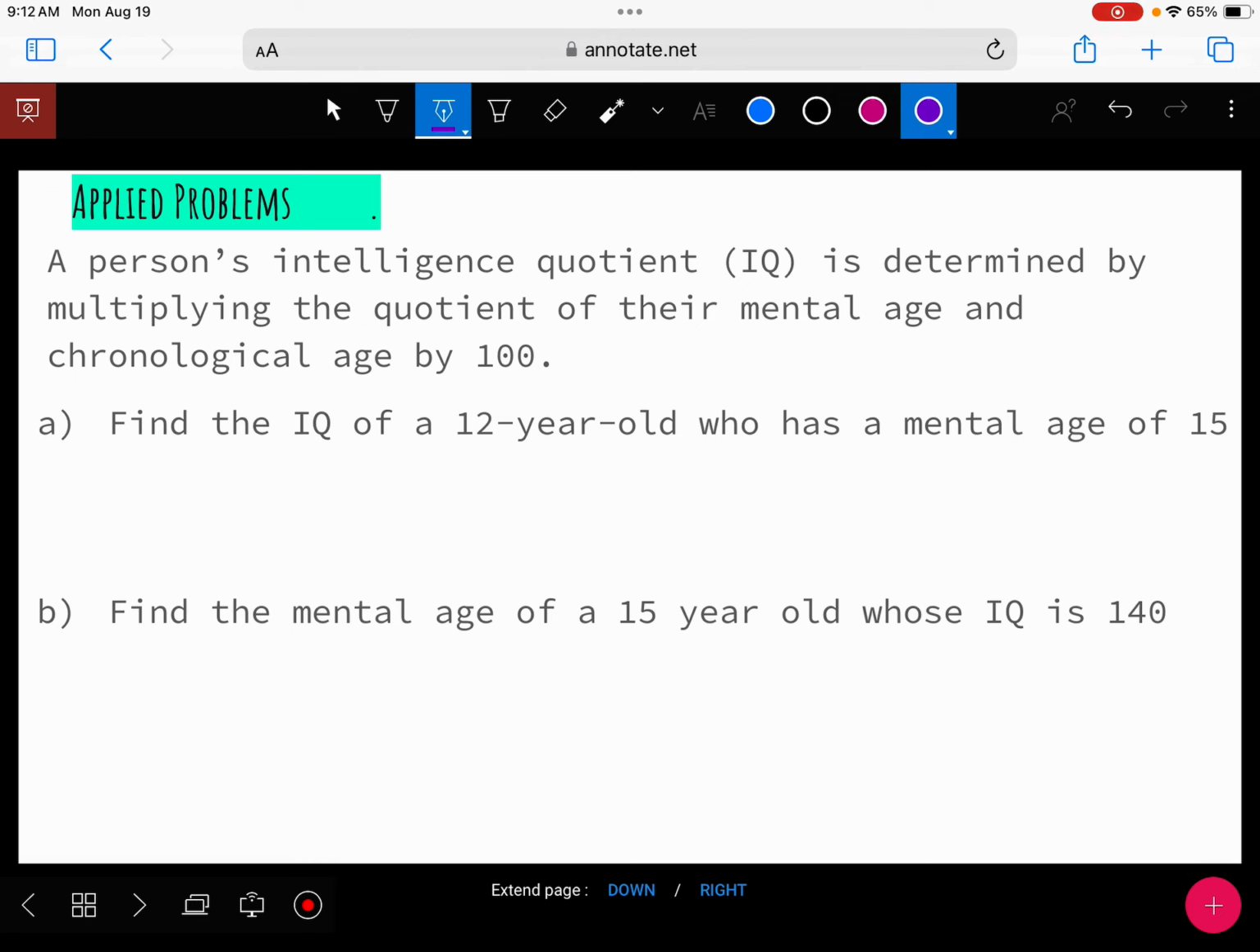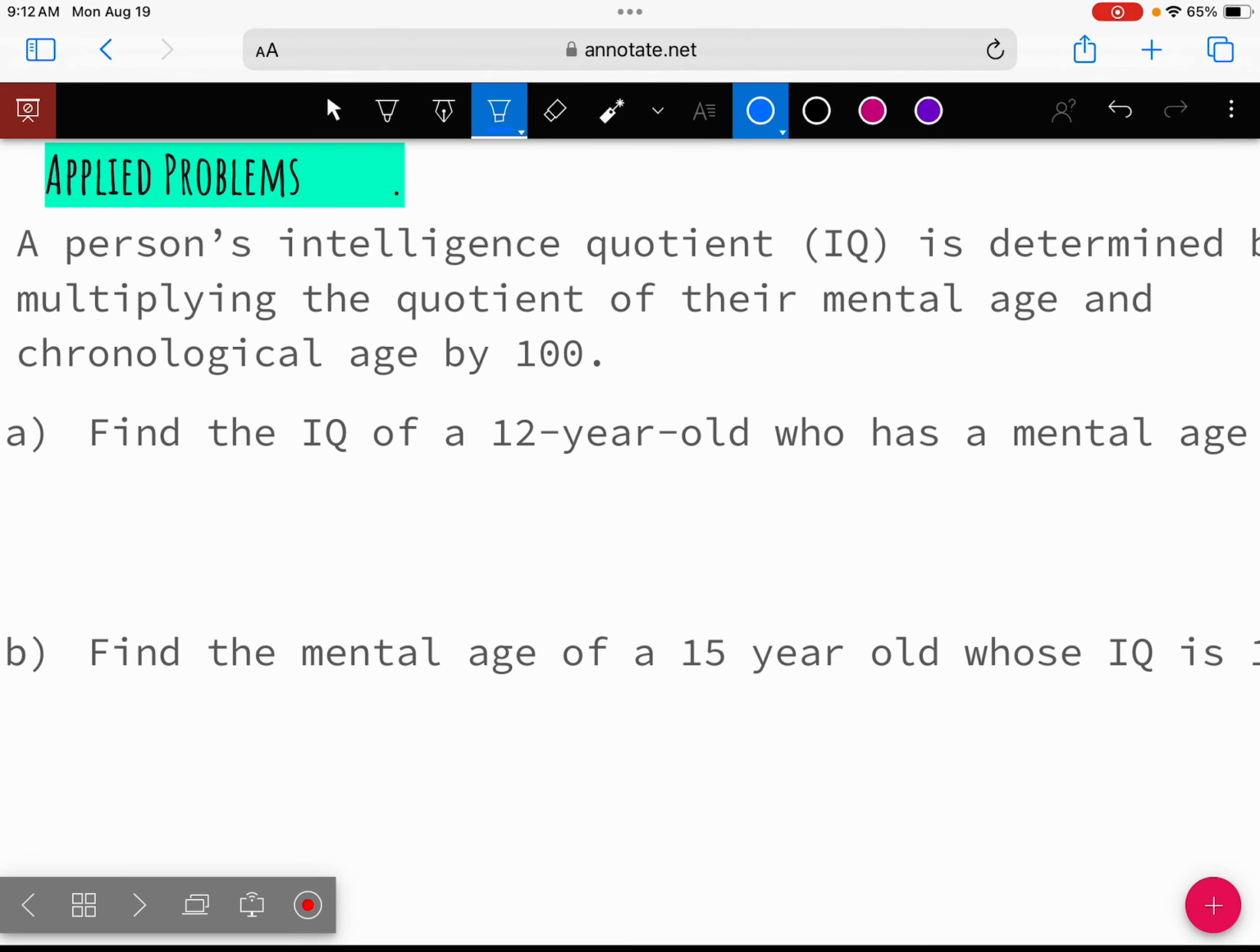So, before I do anything with situations A and B, I want to get that into something mathy that's not a paragraph. So the intelligence quotient, IQ, we are going to be multiplying the quotient. So the quotient means we're going to do what with the two things? Divide them. So their mental age.